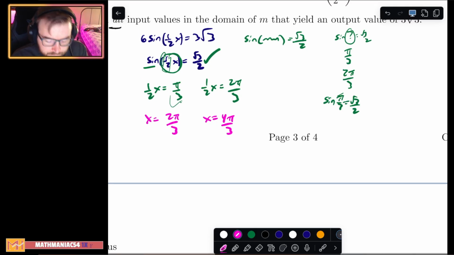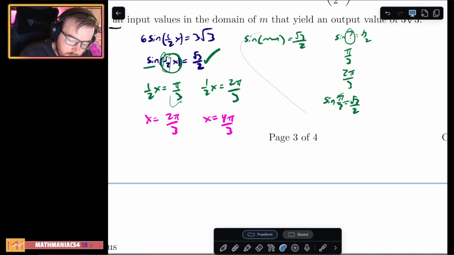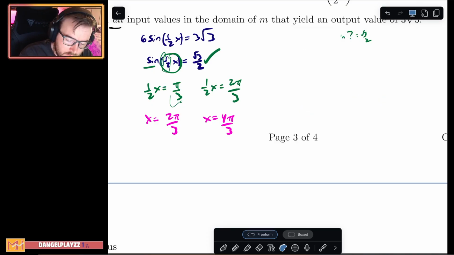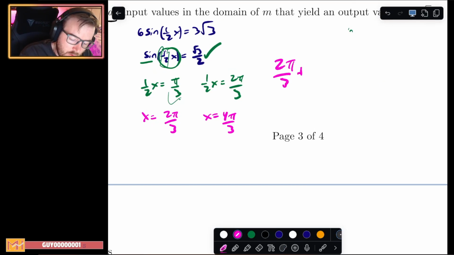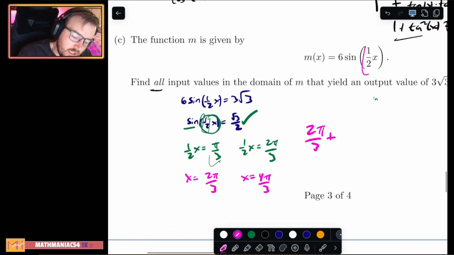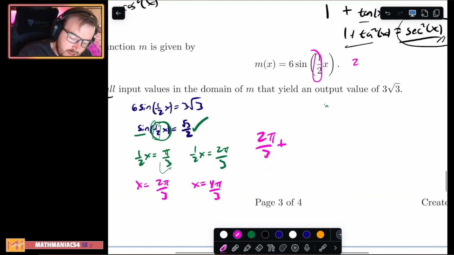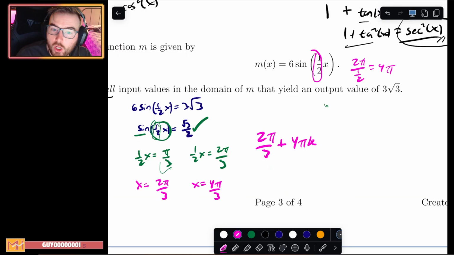So now we want to write out all of the solutions, okay? So this answer is going to repeat every period. Well, what's the period? Well, we need to consult the function, look at that b value, and realize 2 pi divided by a half is 4 pi. So 2 pi over 3 plus 4 pi k will find all of those solutions. But this answer will also repeat itself every period as well.